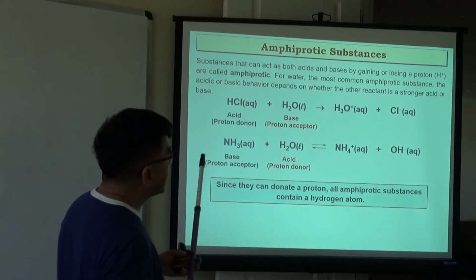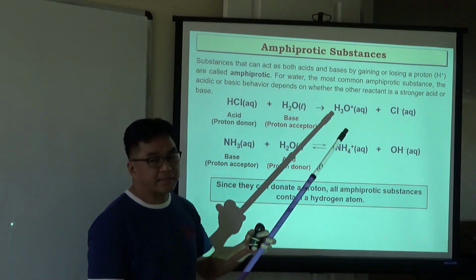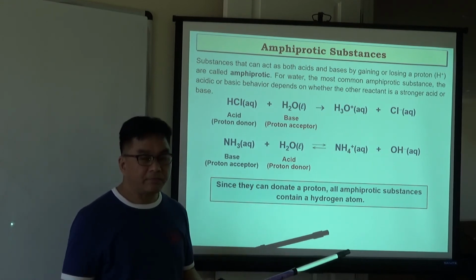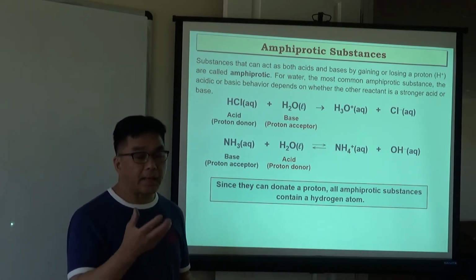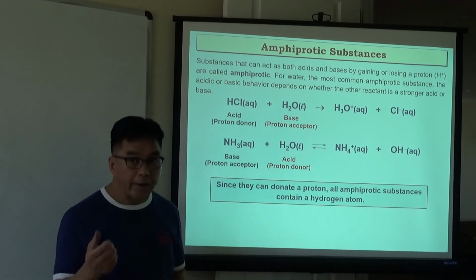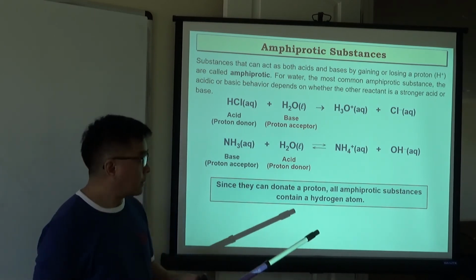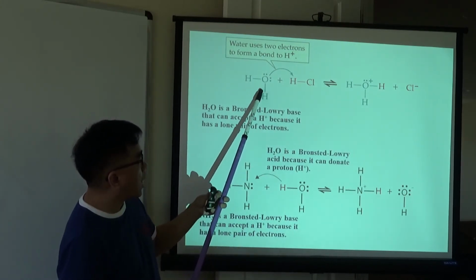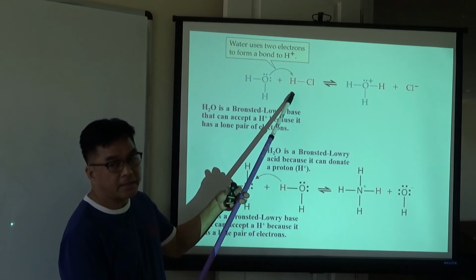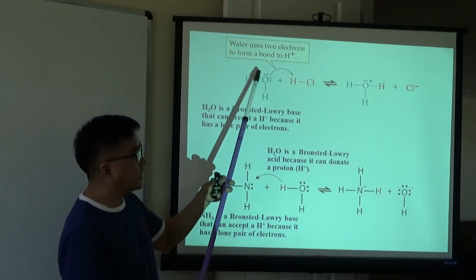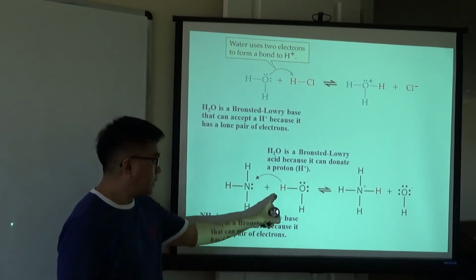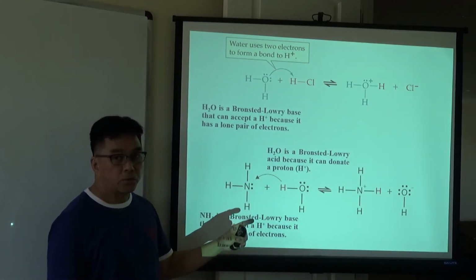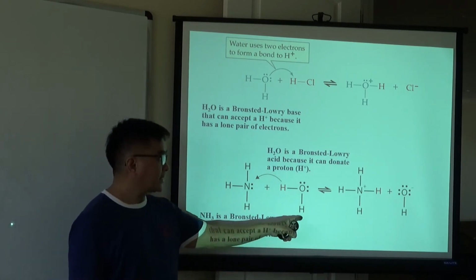Okay, I mentioned the amphiprotic substance. Amphi means that it can go either way, and protic stands for proton, which means a substance that can accept a proton or donate a proton. For example, back here, water accepts a proton from HCl, so it acts as a Bronsted-Lowry base. But here, against ammonia, water is a stronger acid, so it can donate a proton to ammonia. So here it acts as a Bronsted-Lowry acid.